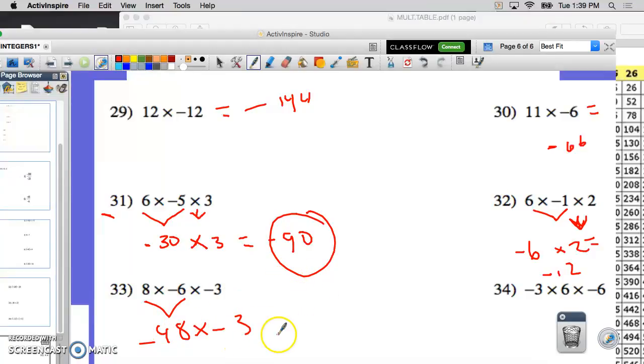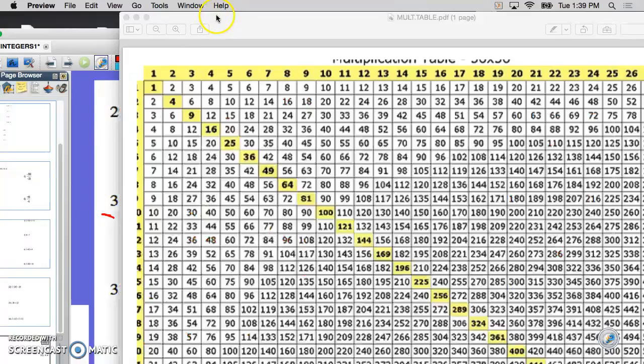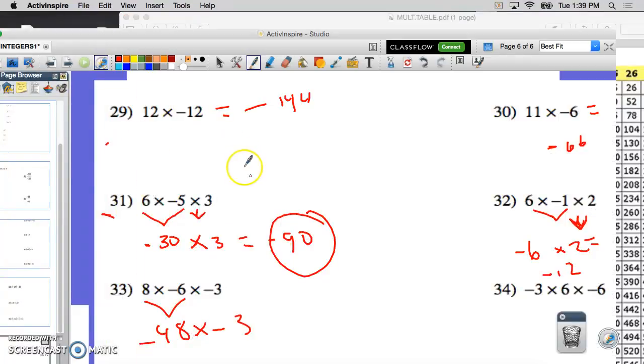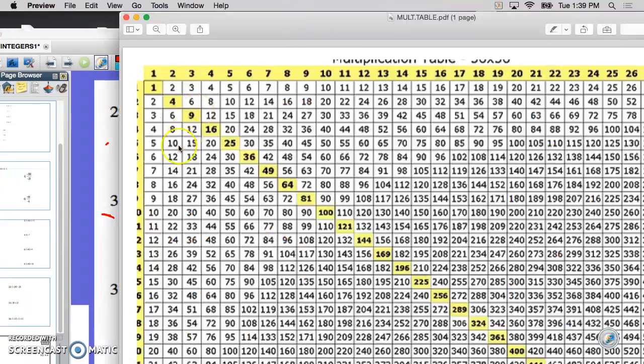Okay? Now, I know you're probably thinking, oh my God, this is hard. 48 is not in my multiplication chart. You do realize you can do it the other way. Look at the 3 column and find 48. I got a 3, I'm going to find 48. The answer is 16. Okay? So I have 16, 3 times 48, 8 times 6.